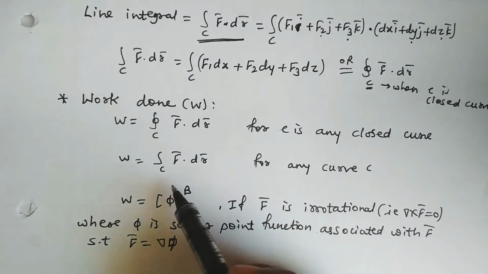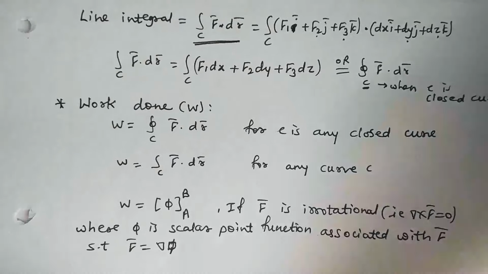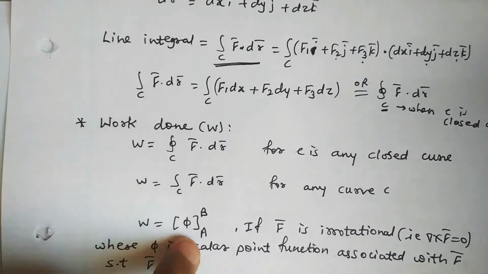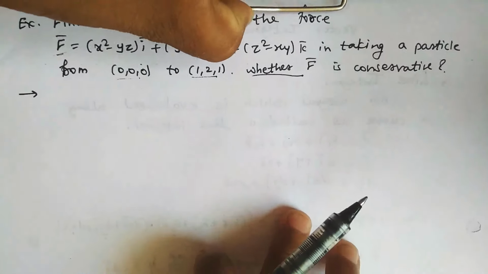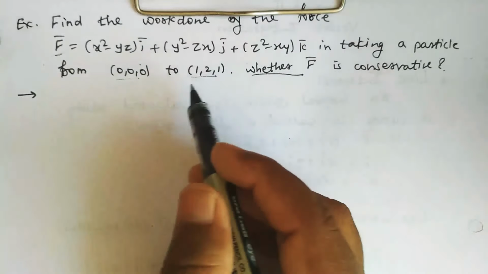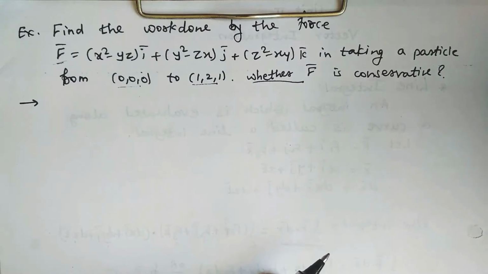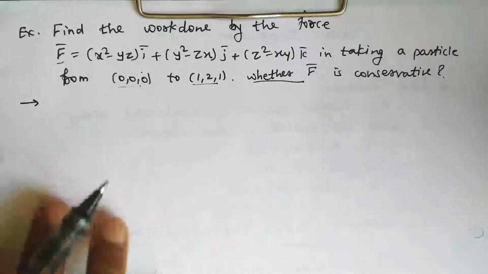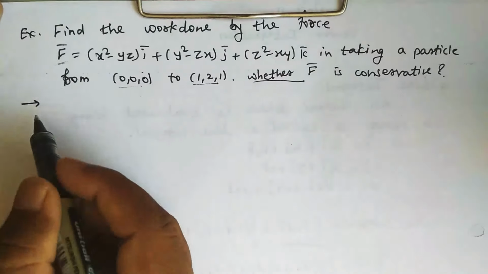So we try to use third formula. Why? Because the path is not given in the given example, then use third formula. So here the path is not given, 0 0 0 to 1 1 1, only endpoints are given. So we use third formula, we try to find phi. So before finding phi, we have to show that whether this f bar is irrotational.